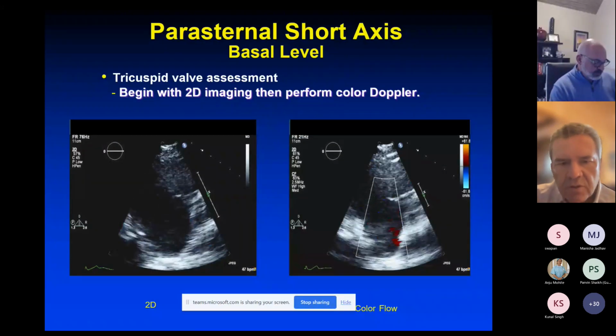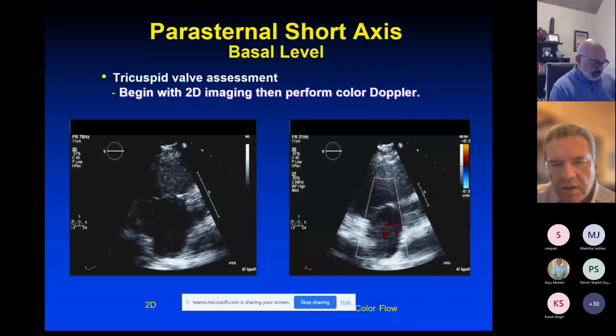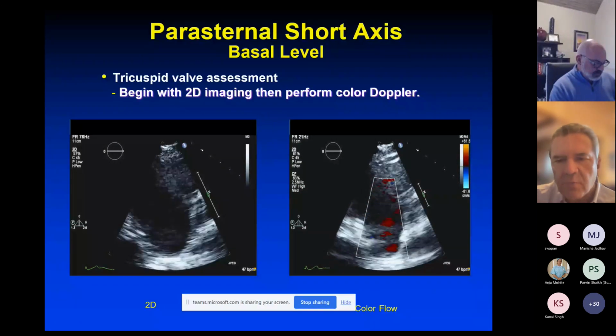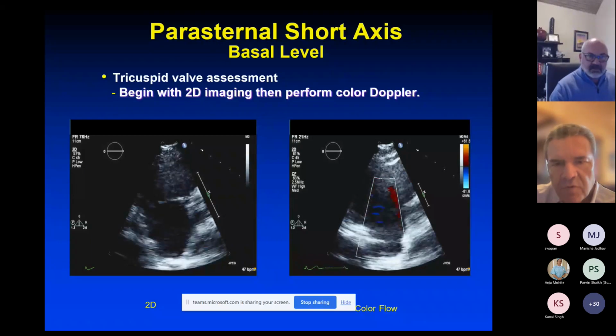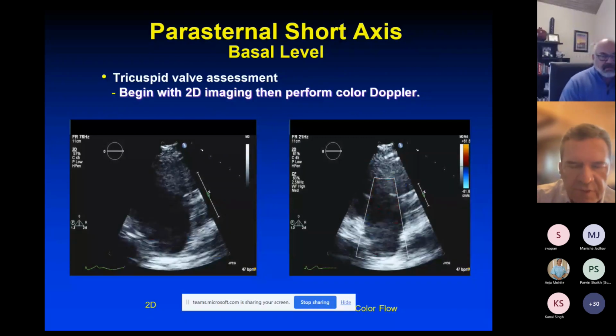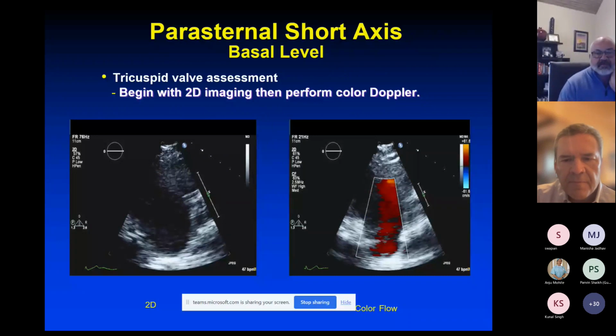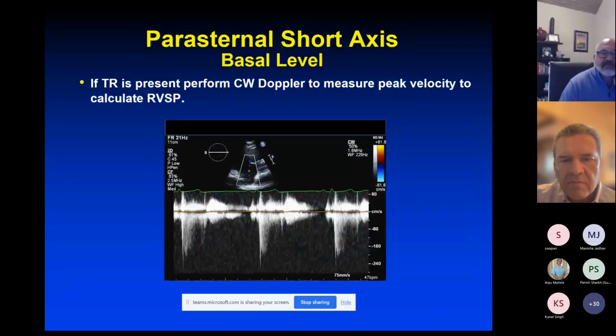And then also in the parasternal short axis view, you can move your image to the side so that we can view, again, the tricuspid valve, and we can image that both with and without color Doppler to look for tricuspid regurgitation. And then in that same view, please turn on continuous wave Doppler to measure tricuspid regurgitation velocities, again, so we can estimate right ventricular systolic pressure.